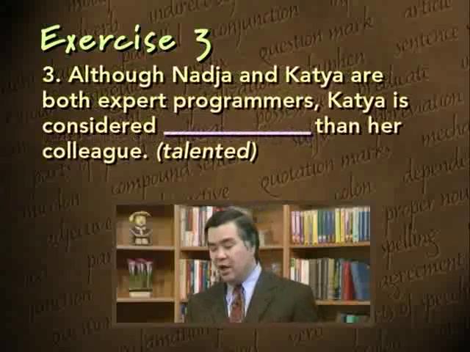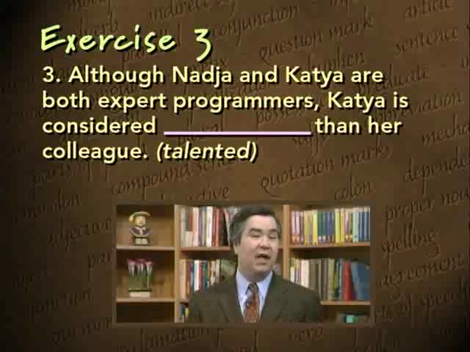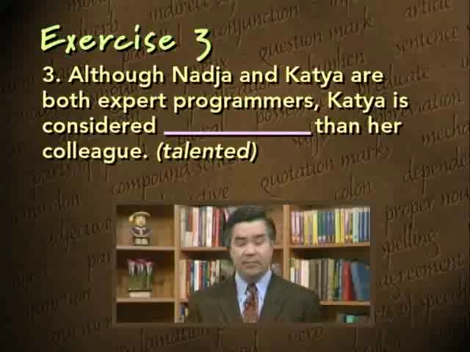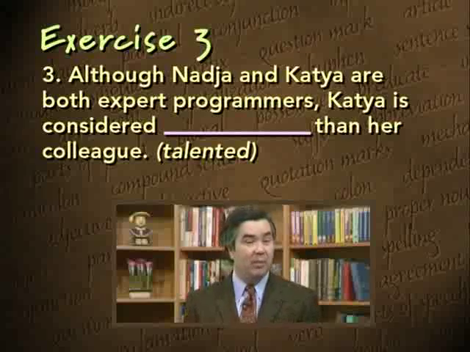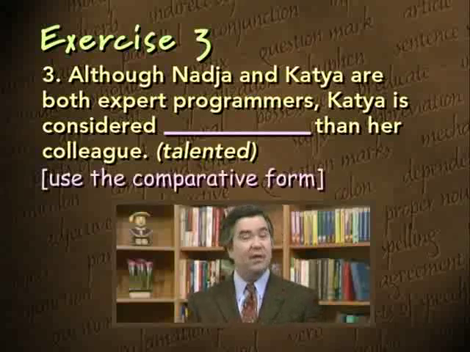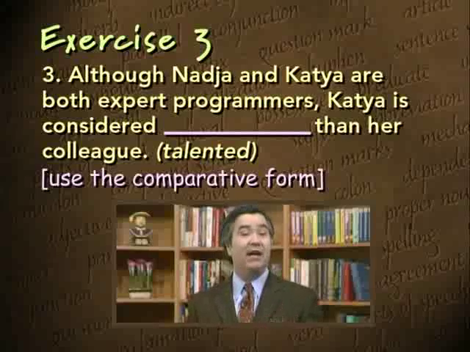Next question. Although Nadia and Katya are both expert programmers, Katya is considered blank than her colleague. And the adjective that we want is talented. Okay, how many people are being compared here? Just two, Nadia and Katya. So we want the comparative form of the adjective. Now, how do we form the comparative form of the adjective talented?